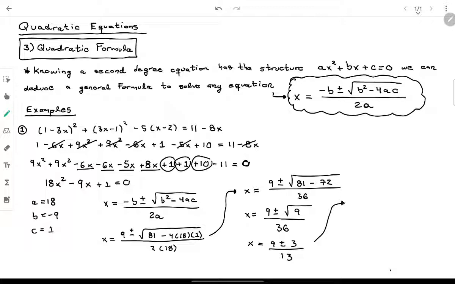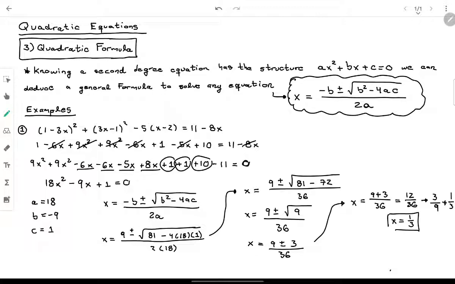That means we have x equals 9 plus 3, all of it divided by 36. So it's going to be 12 divided by 36. Both are divisible by 3 and by 4 also. So if we divide this one by 4, it's going to be 3 and 9. And if we divide it by 3 also, it's going to be 1/3. That means x equals 1/3.